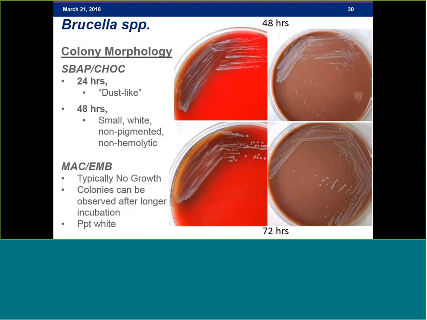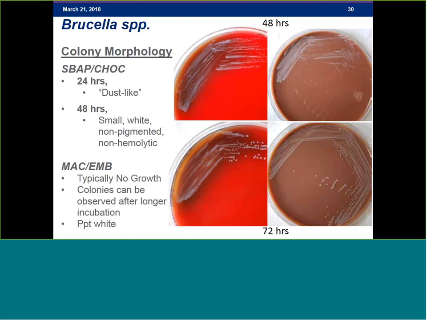Brucella is characteristically slow-growing. A haze or dust-like growth can be observed on blood agar and chocolate agar after 24 hours of incubation, but at least 2 days of incubation is needed to see colony morphology. At 48 hours, the colonies will be small, white, and non-hemolytic. Carbon dioxide may be required by some strains.